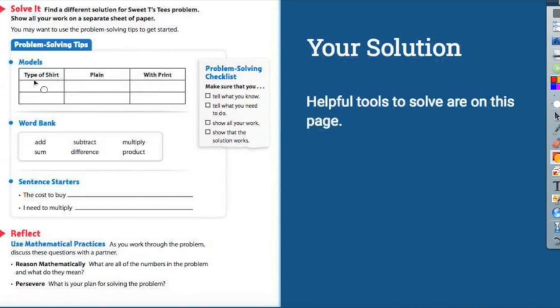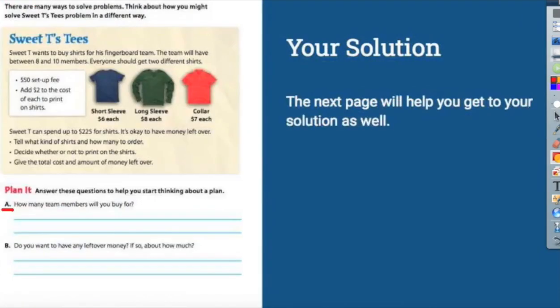So we're going to look at this table again. You may use the word bank if it helps you, and then these sentence starters to help you as well. These parts are not something that you have to do, but if it will help you to solve your problem, then I think that it would be a great way to solve this. So looking back here, you're going to want this in front of you because that's going to help you with the prices.